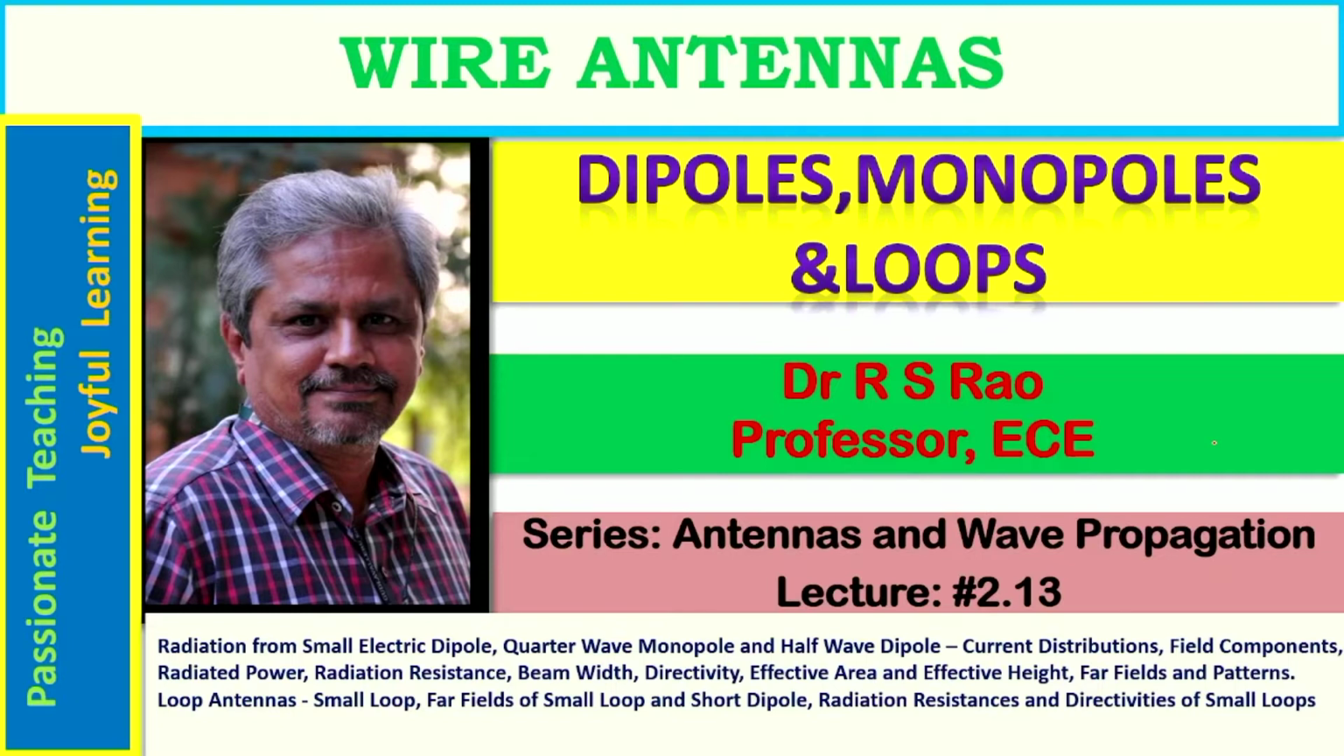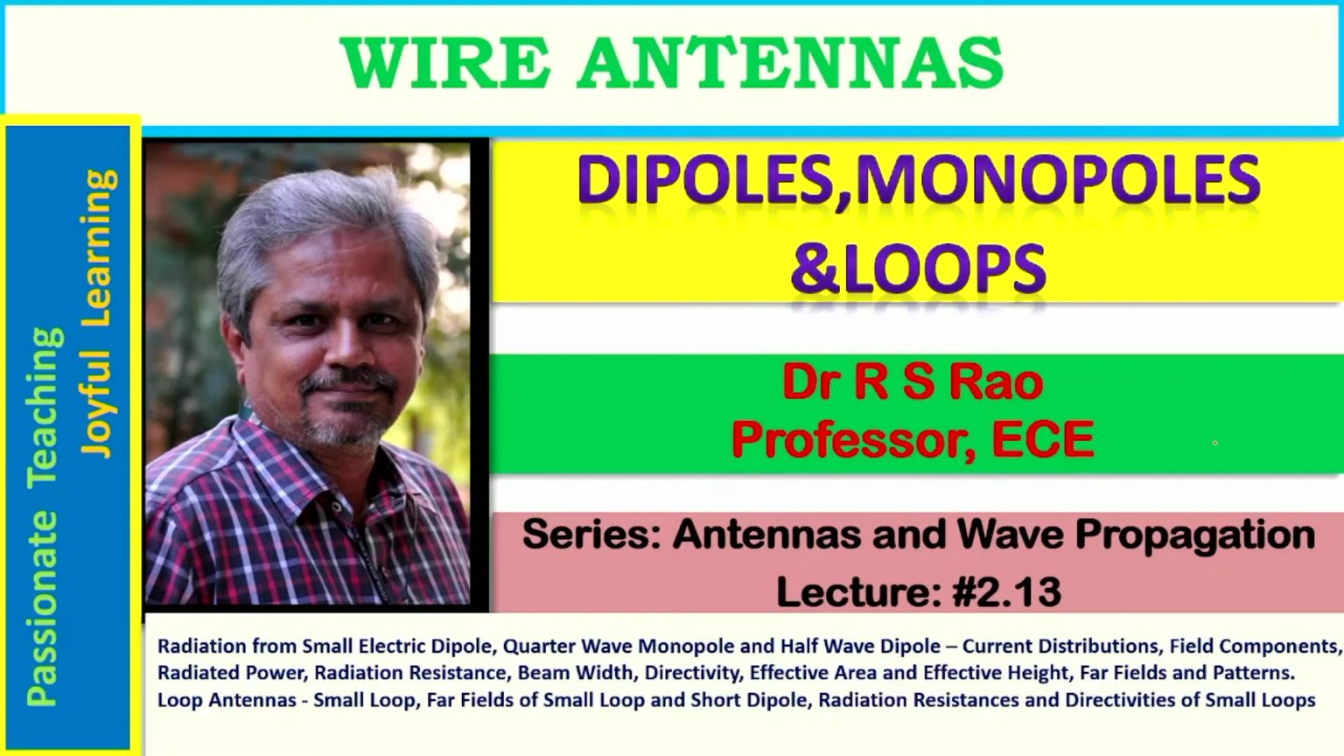Important wire antennas: short dipoles with uniform current distribution and half-wave dipoles with sinusoidal current distribution. Both are considered, described and discussed in earlier sessions. In the present session, the focus is on short dipoles, short monopoles with linear current distribution, quarter wave monopole with sinusoidal current distribution, and also on loop antennas, especially on small loop antennas.